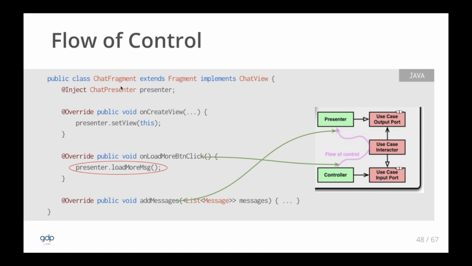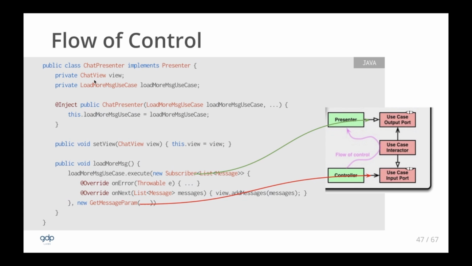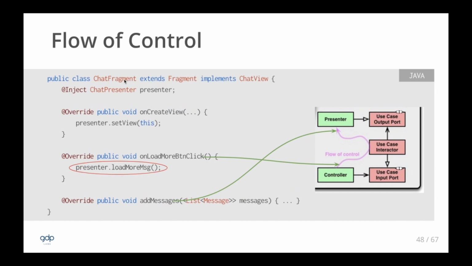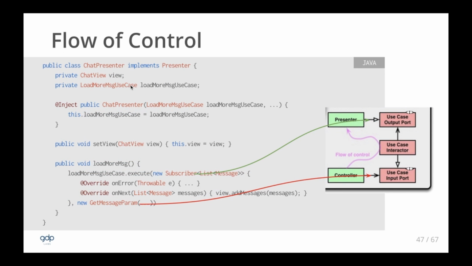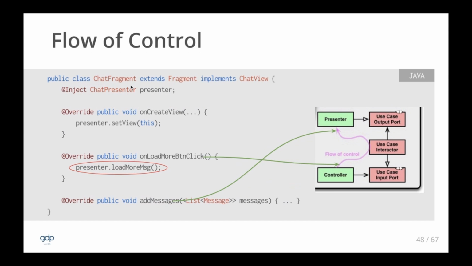And the chat view interface itself is used in chat presenter. So we need this chat view interface to invert the dependency, so it will be chat fragment that depends on the chat presenter and not the other way around. And so our flow of control begins here.